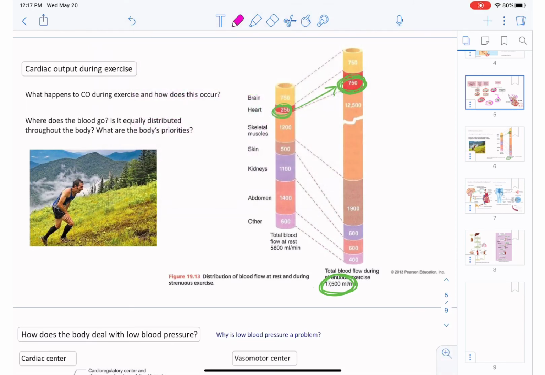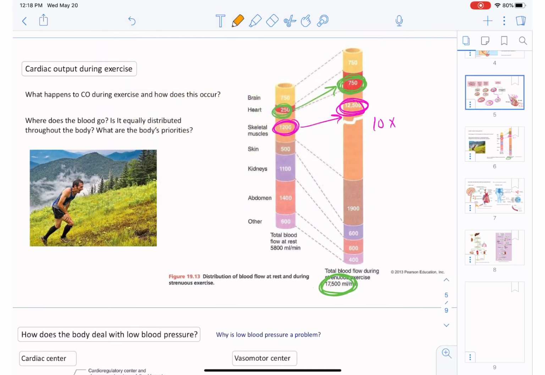What's another one? Well, the big one here are skeletal muscles. We go from 1,200 to about 12,000 milliliters of blood. So the amount of blood going to the skeletal muscles goes up about tenfold. And again, that's the same reason that blood is increasing to the heart. The skeletal muscles are using more glucose, they're using more oxygen, and they need to get rid of CO2 more quickly. So we need to send more blood to that area.